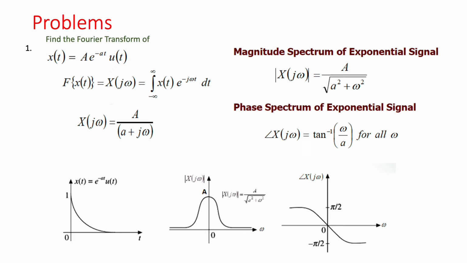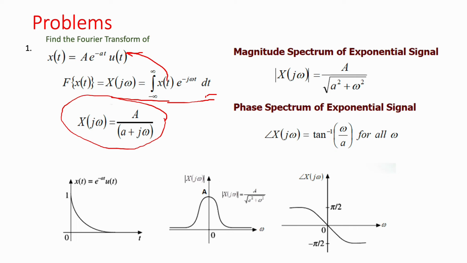Fourier transform problems. Find the Fourier transform of x of t equal to a e power minus at u of t. First you write down the formula for the Fourier transform as we discussed in the previous slide. Here x of t is given in the problem. You substitute it, a e power minus at into u of t, integrate it, and substitute the lower limit and upper limit. We will get the answer: x of j omega is nothing but a divided by a plus j omega.